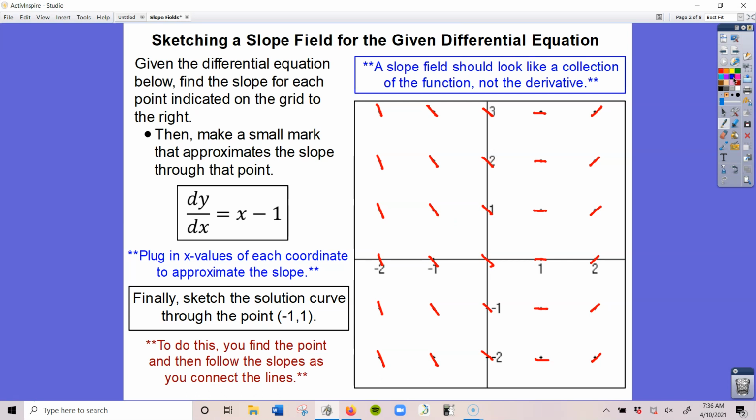So if you're given the initial condition, what we do is we put the point there at -1, 1, which is right over here. And then I would draw the solution curve that goes through these slopes. It doesn't have to be exact, but it would look something like this. So you follow the tick marks that you've made, making sure that you're going through the initial condition. So that is being able to draw a slope field and being able to draw in the particular solution. Let's try another slope field.